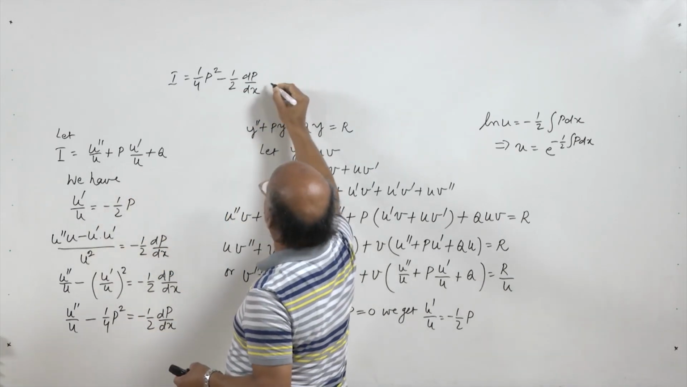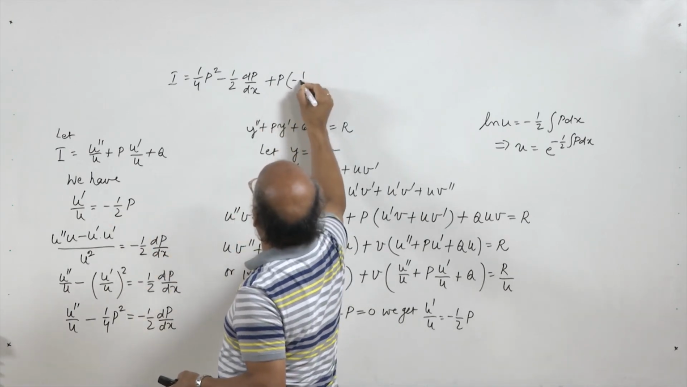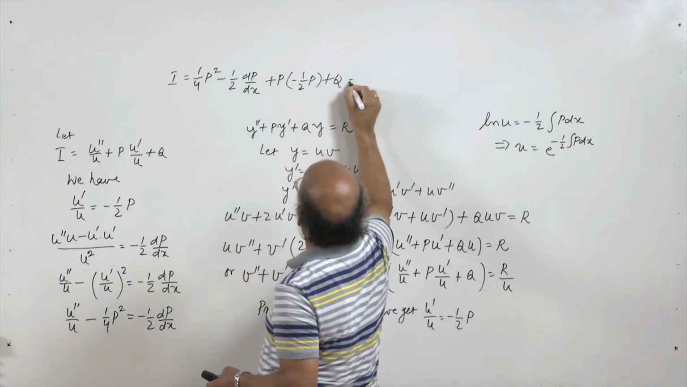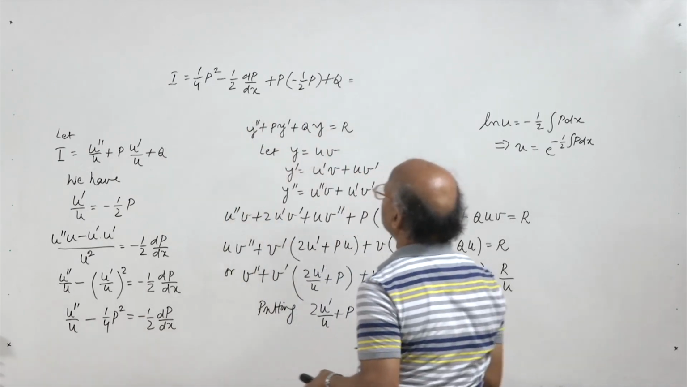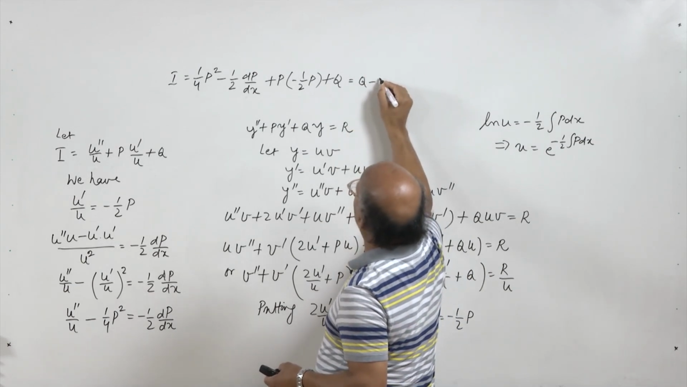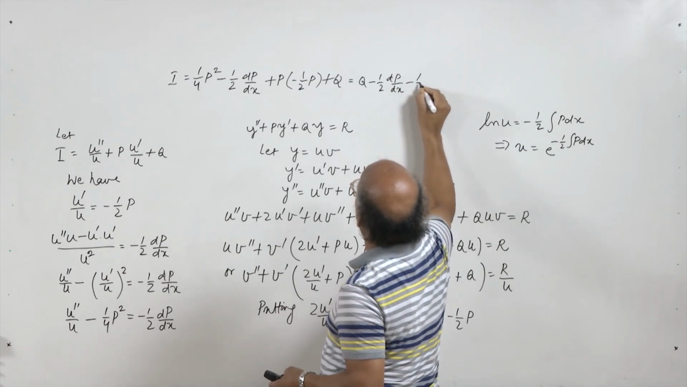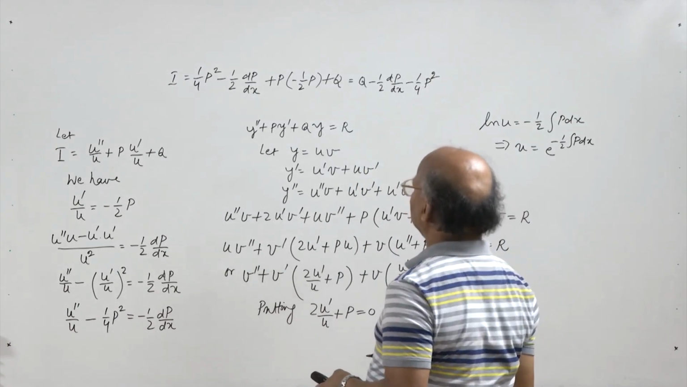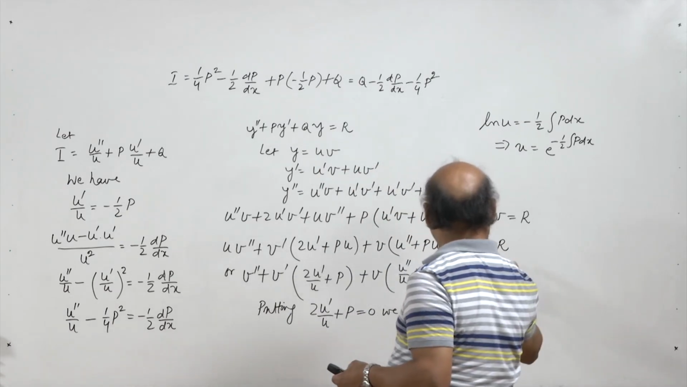P times u dash by u is minus half p plus q. So this is minus half p square, that is 1 by 4 p square. So we get minus 1 by 4 p square. So this is q minus half dp by dx minus 1 by 4 p square. So we get a simplified expression for I, and let us denote this r by u by s.